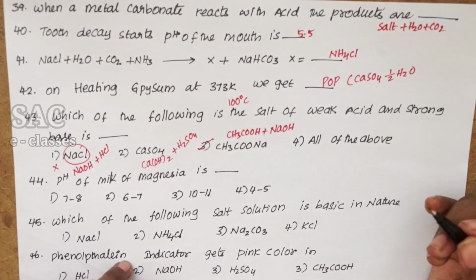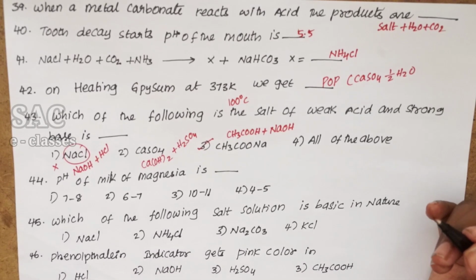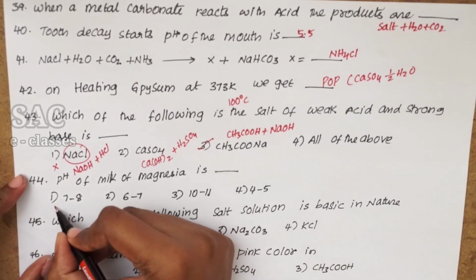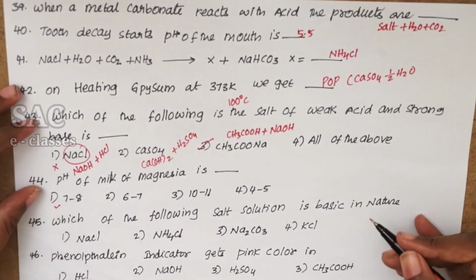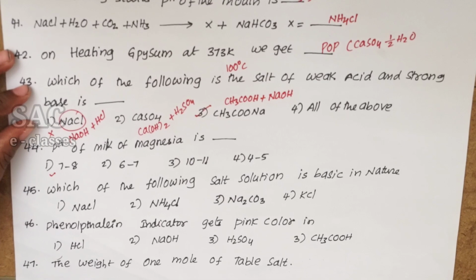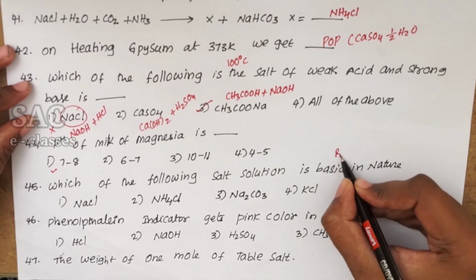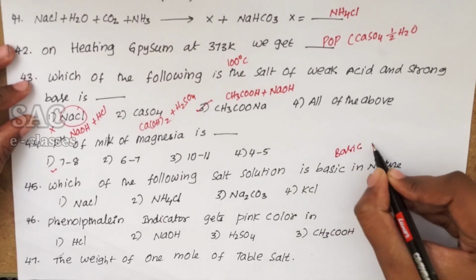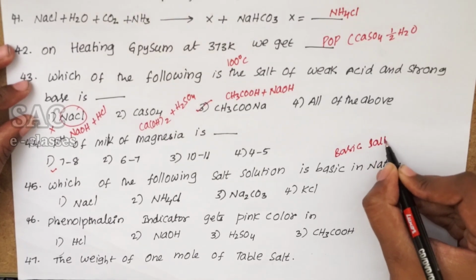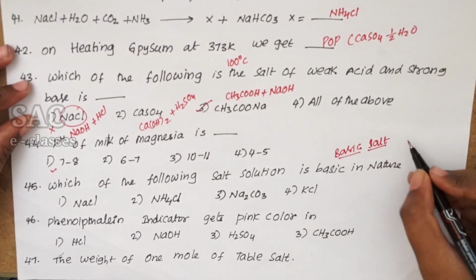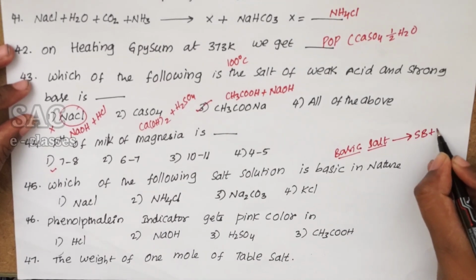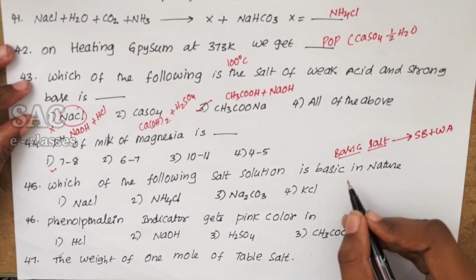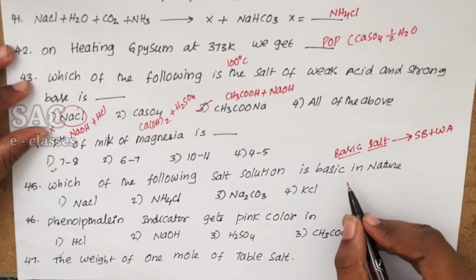The pH of milk of magnesia is mildly alkaline, nothing but a mild base, so it is in between 7 to 8. Which of the following salt solutions is basic in nature? Indirectly they are asking about basic salt. Already we discussed in the previous video what is meant by basic salt. A basic salt is obtained by the action of a strong base and a weak acid. Strong base and weak acid.